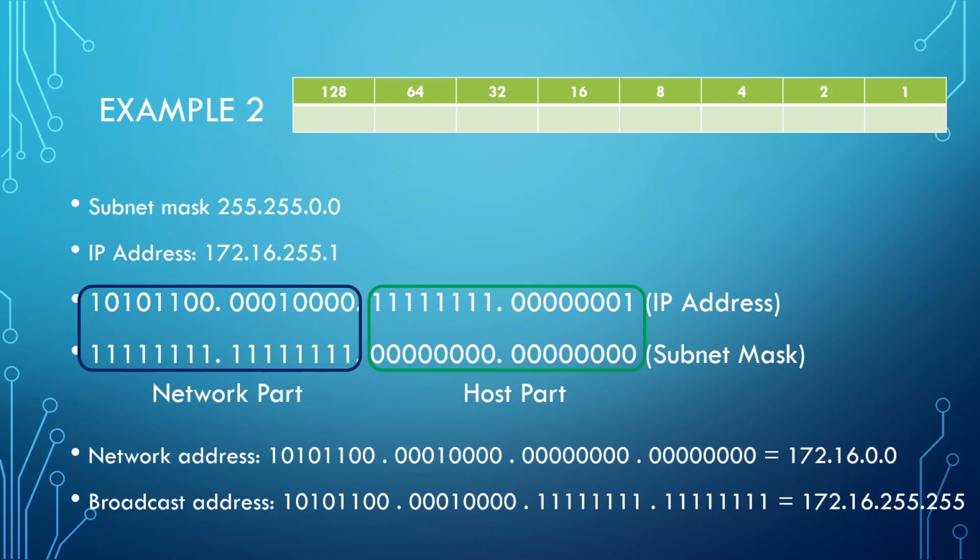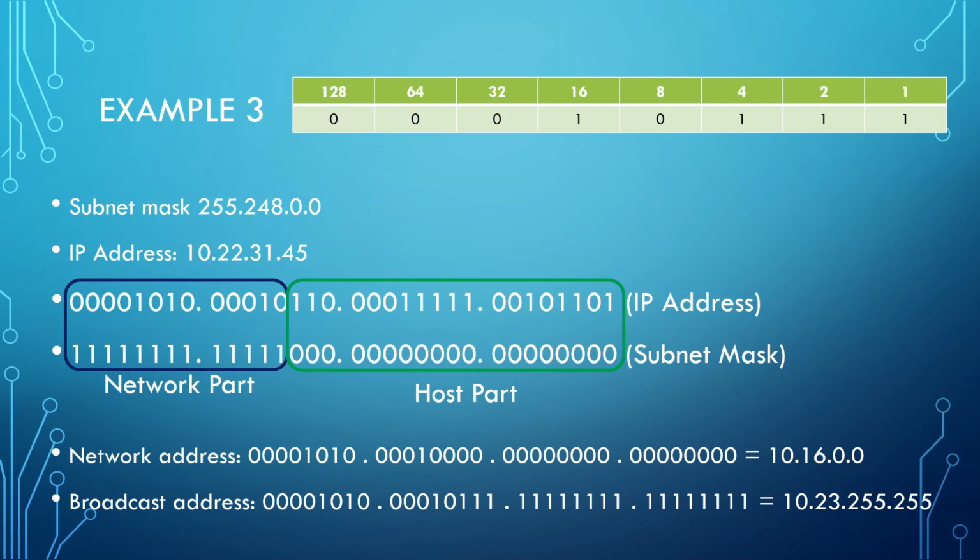So the broadcast address is going to be 172.16.255.255. Again, to find out the last usable IP address, we just subtract a decimal 1 from the last octet, and that's going to be 172.16.255.254. So that IP address we can assign out to a host within our network.